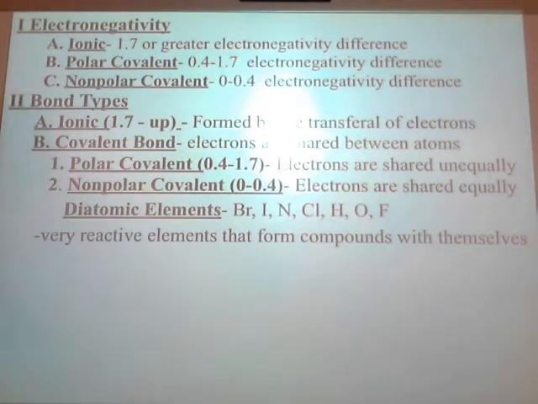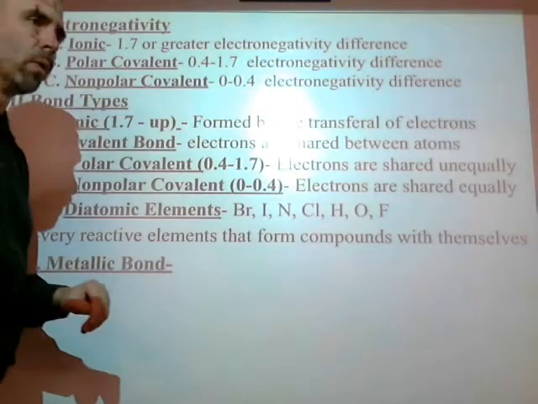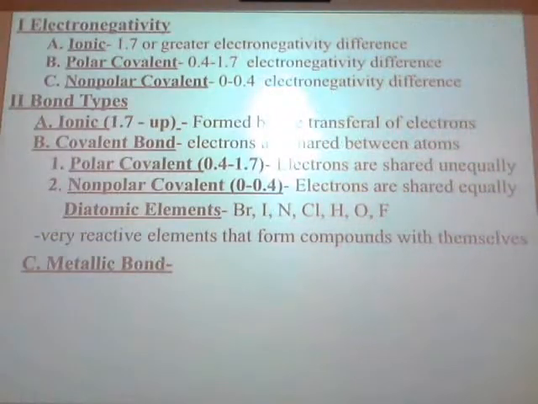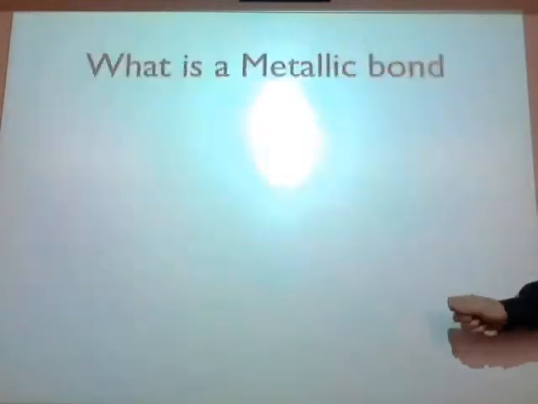But there's a kind of bond I haven't talked about yet. It's going to be the next one. It's going to be C. A was ionic. B was covalent, polar, non-polar. This is going to be C, metallic bonds. You can write that down. That's what we're picking up with. And this is one that doesn't make quite as much sense to us. Metallic bond doesn't make quite as much sense.